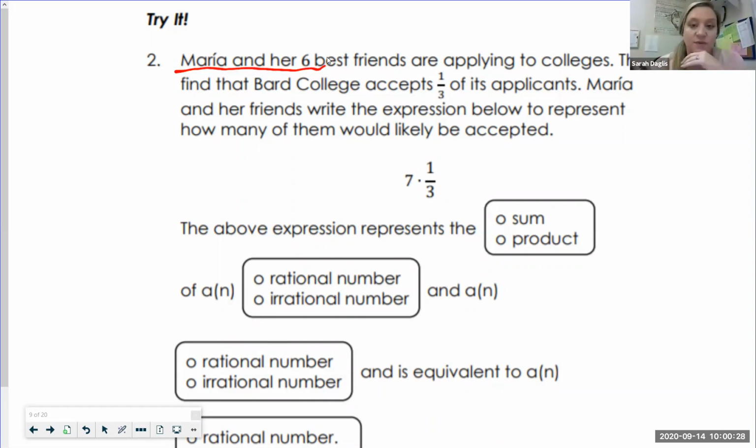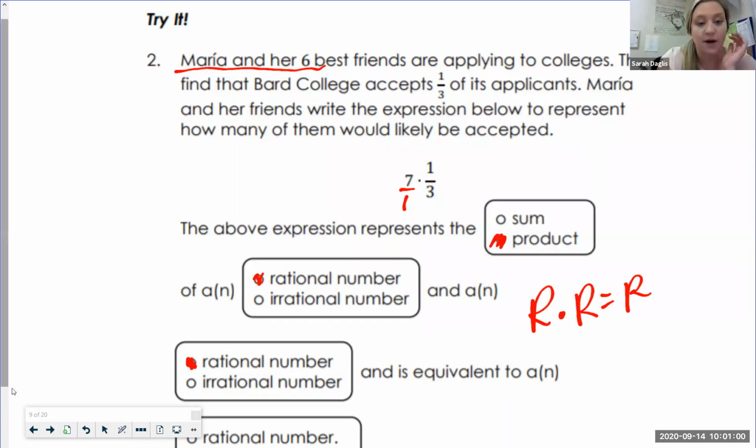All right, we are multiplying this time, so that is a product. So we have a product this time of, all right, well, 7 is a rational number. Because I could write 7 as a fraction, right? I could put it over 1, and 7 and 1 are both integers. I'm multiplying it with another rational number, which is 1/3, both integers. So we're doing a rational times another rational, so that's going to be equal to a rational number.